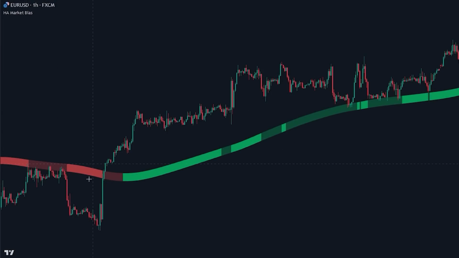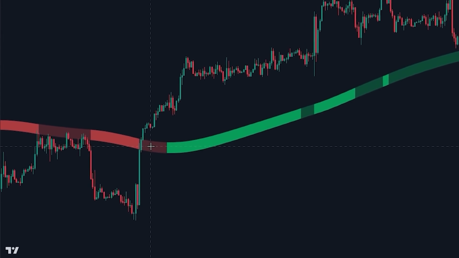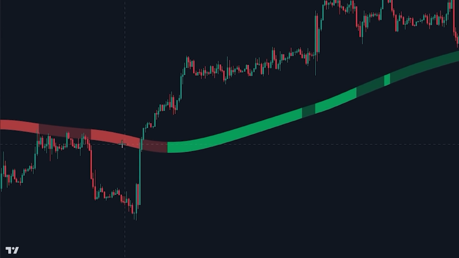The second component we should look at is the market bias line color. It's obvious that whenever the line is green, it indicates that the trend is bullish, and whenever the line is red, it indicates that the trend is bearish.